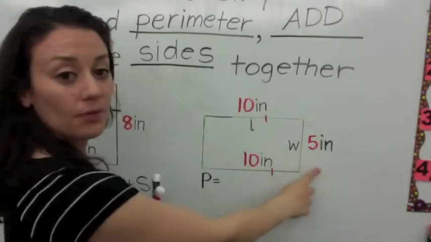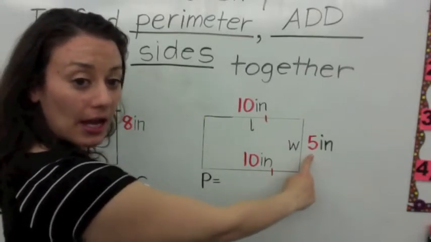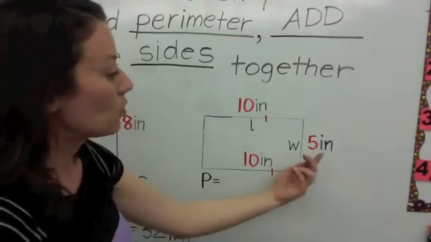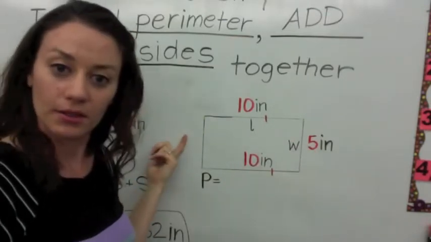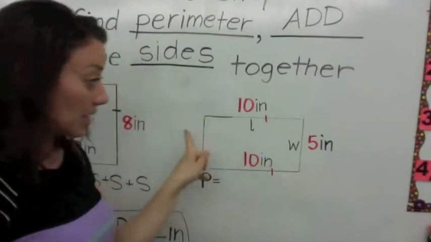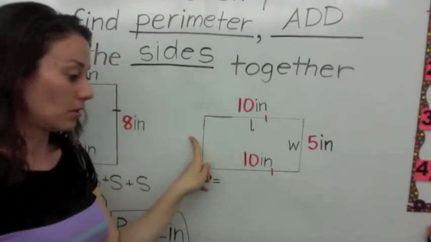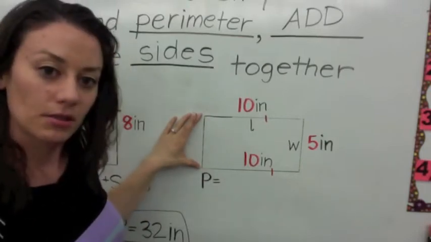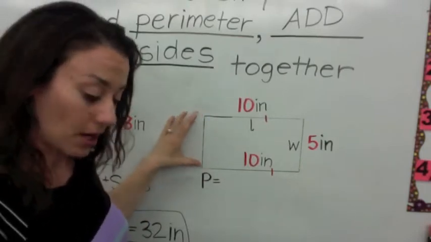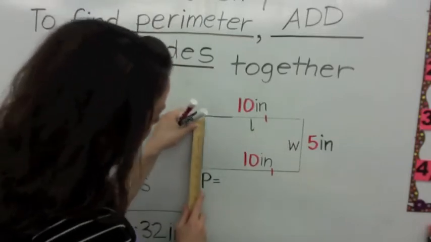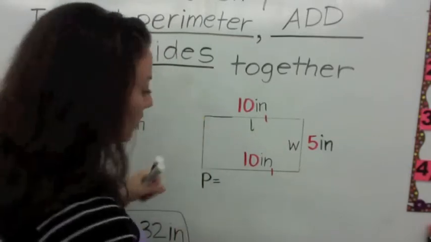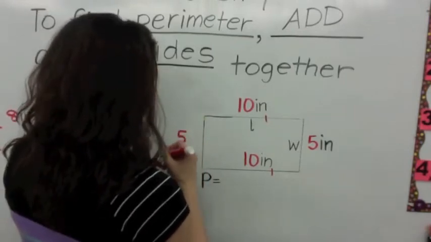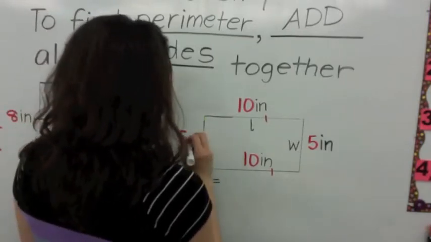Now, let's look at the width. How many inches is this? It's 5. So what about the opposite side? It's on the other side, right? If you measured the distance, how long is this? It's 5, right? If you measure it, you can see it is 5. So this is 5 inches as well.